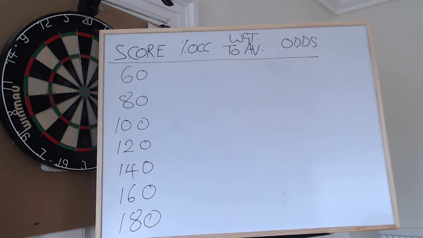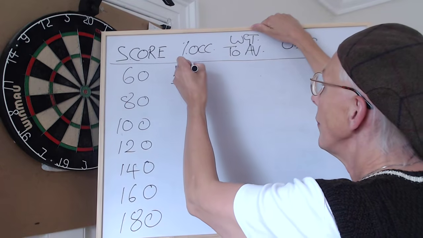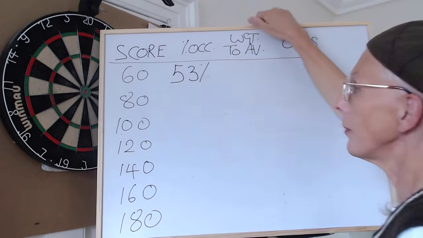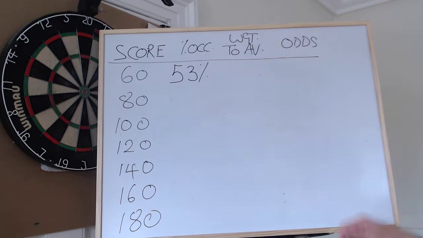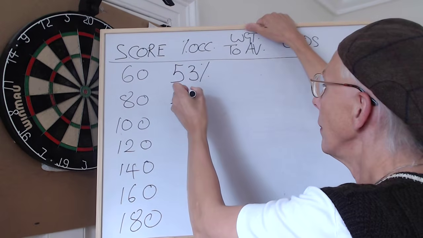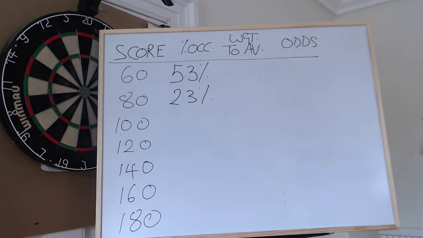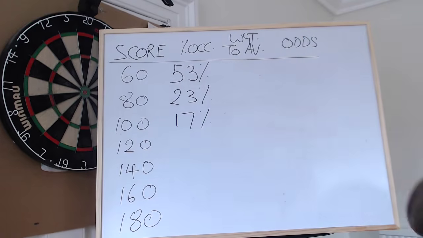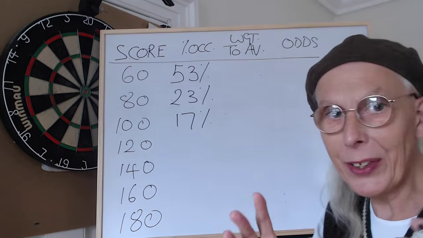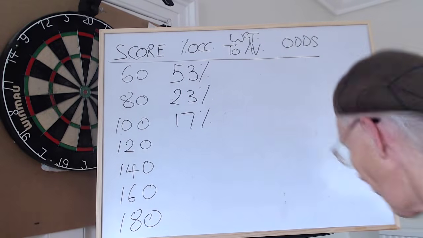Sorry about this. Right, so he gets the 60, I'm just going to round up, 53% of the time. And 23% of the time he gets an 80, and then he gets a ton 17% of the time, and then it drops off after this. I think this is already pretty interesting, by the way. I'm going to start talking about this in a second. Let me just finish this column.